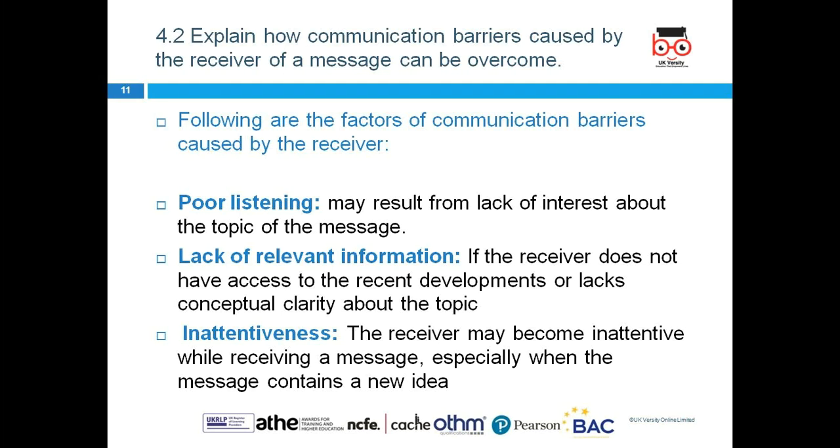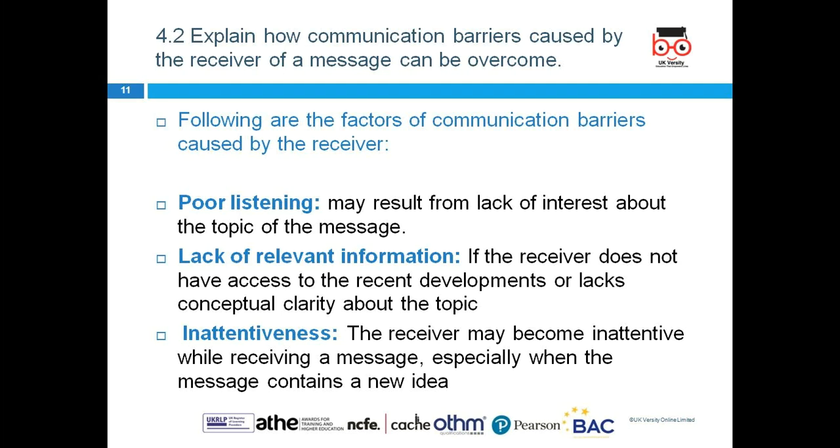So you've sent me a message. Maybe I've got some issues going on, or maybe I've got some barriers that are stopping me understanding what you said. So it could be because I've got poor listening. I might not have an interest in a topic, or I might be distracted with other things that are going on.